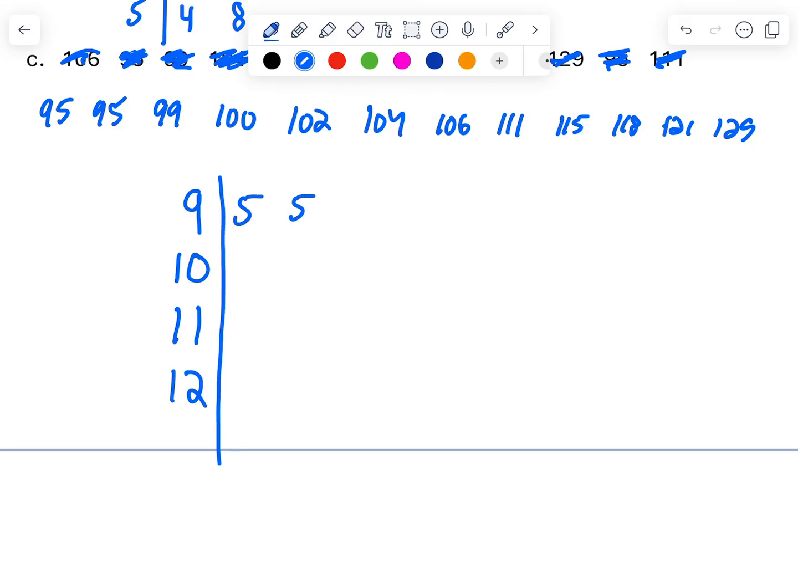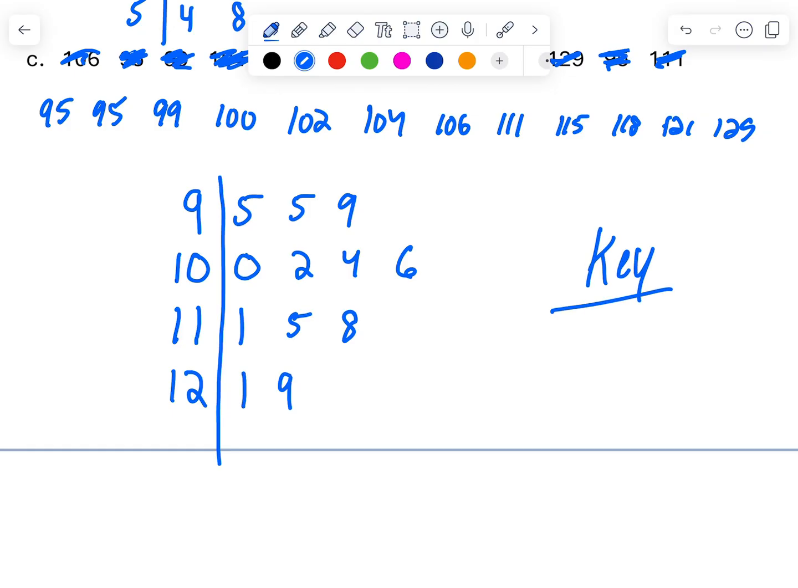So I have 2 95s. For 100, I would put a 0. And again, you can always count the numbers to make sure you have the right amount.